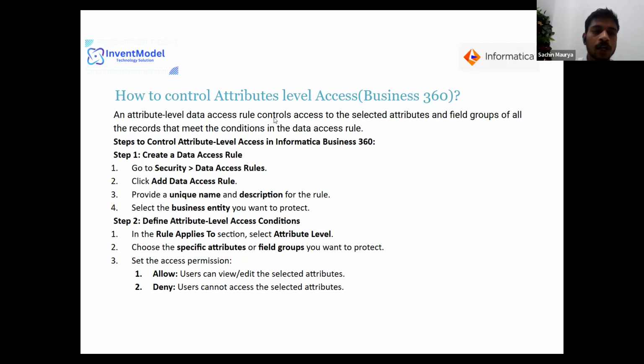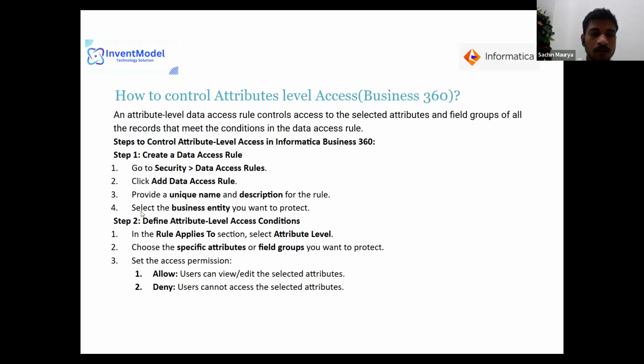Then we click add data access rule, and we provide a name for it, and also a description, like why we are defining that rule. After that, we select the business entity we want to protect. Like we want to protect person, or some organization, whatever we want to protect. We can define it here.